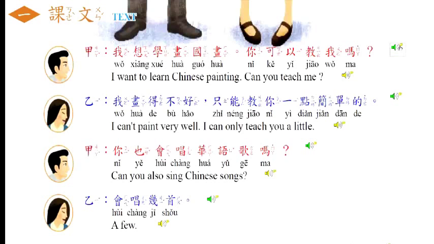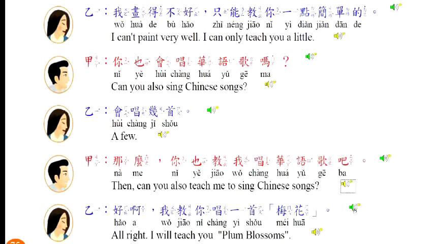我想学画国画。你可以教我吗? I want to learn Chinese painting. Can you teach me? 我画得不好，只能教你一点简单的。I can't paint very well. I can only teach you a little. 你也会唱华语歌吗? Can you also sing Chinese songs? 会唱几首? A few. 那么,你也教我唱华语歌吧? Then, can you also teach me to sing Chinese songs? 好啊,我教你唱一首梅花。All right, I will teach you plum blossoms.